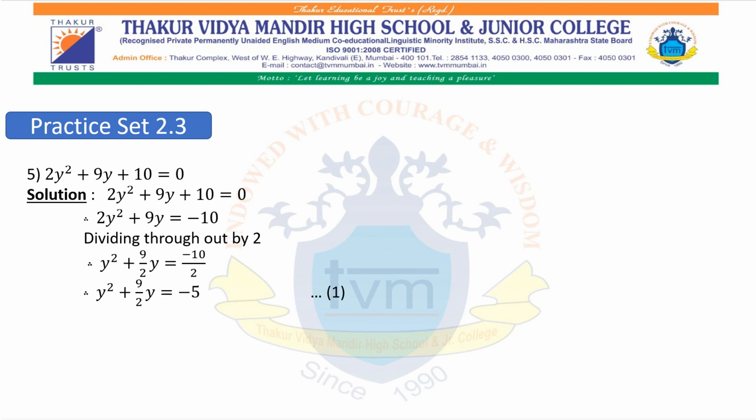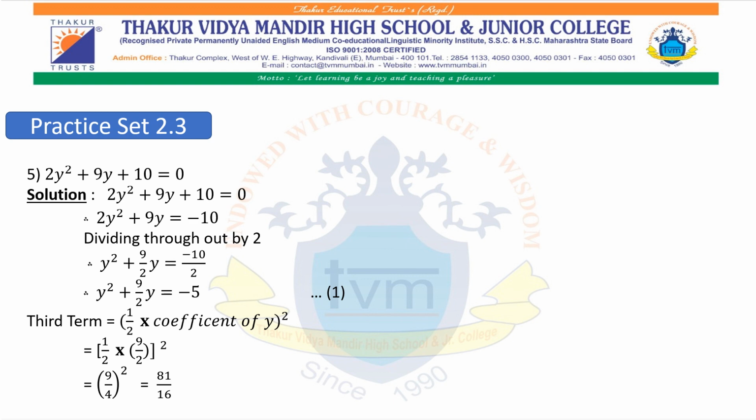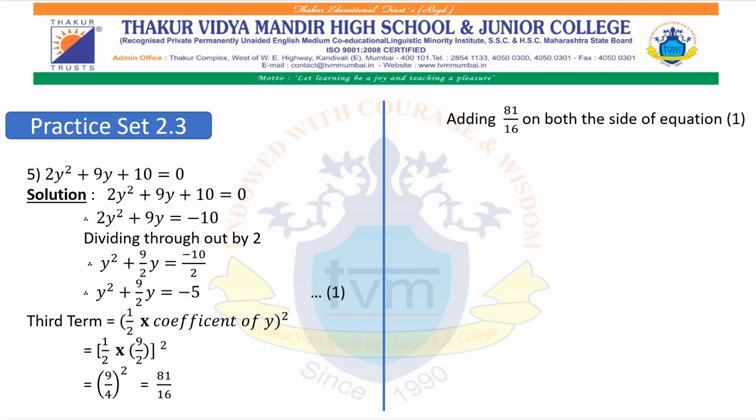Therefore in the next line we will write y square plus 9 upon 2y equals minus 5, and we will block it as equation 1. Now we will find out the third term with the formula half into coefficient of y the whole square, which will be written as half into 9 upon 2 the whole square, which can further be written as 9 upon 4 the whole square equals 81 upon 16. Now the third term we got, that is 81 upon 16, will be added on both the hand sides of equation 1. Adding 81 upon 16 on both the sides of equation 1, we get y square plus 9 upon 2y plus 81 upon 16 equals minus 5 plus 81 upon 16.